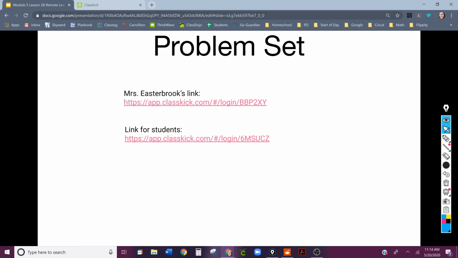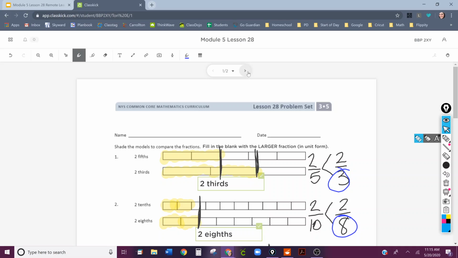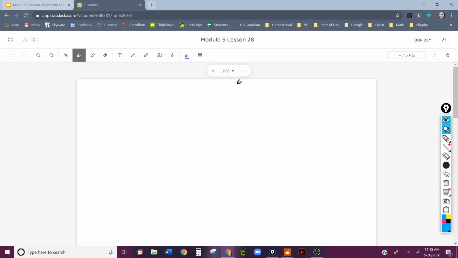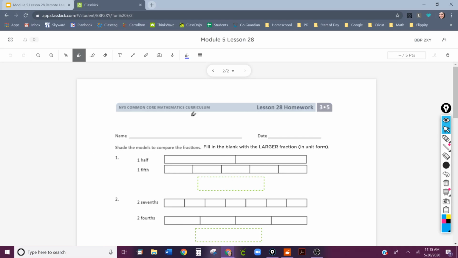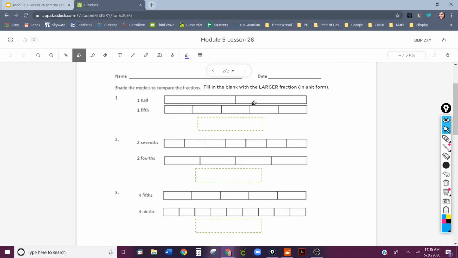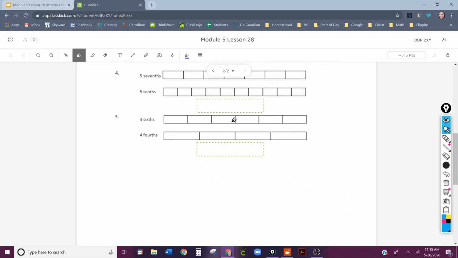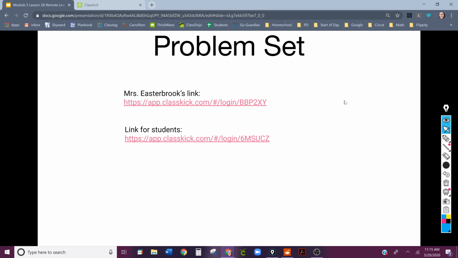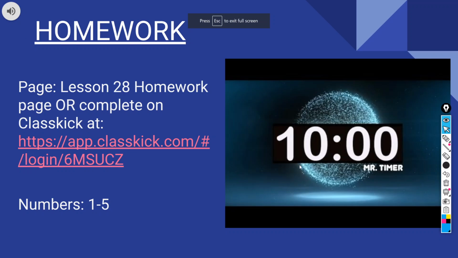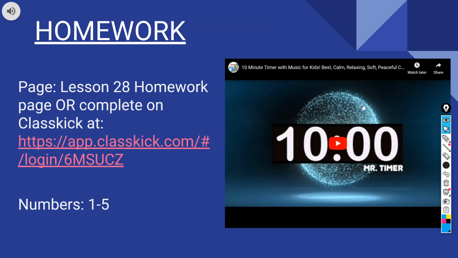All right, let's go back to my timer. First, I'll show you what the homework looks like, give you a sneak peek. Same thing, shade, and then write the larger fraction in unit form in the blank. I'm going to start my timer for 10 minutes. If you still haven't finished, take a 5-minute break, go back, work on it again. If you still have questions, please make sure to pop into my office hours or join your homeroom meeting.